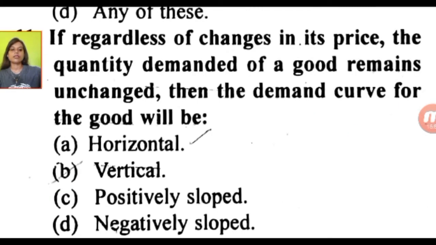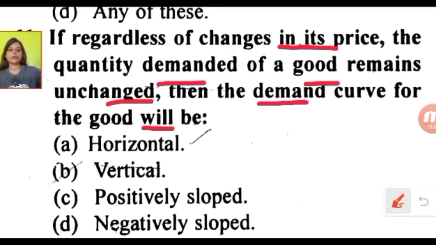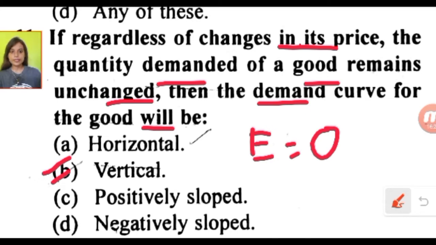If regardless of changes in its price, the quantity demanded of a good remains unchanged, then the demand curve for the good will be vertical. Why? Because since the quantity demanded remains unchanged regardless of the change in its price, the commodity has a perfectly inelastic demand, which is basically E equal to 0. And in this case, the demand curve will be vertical.